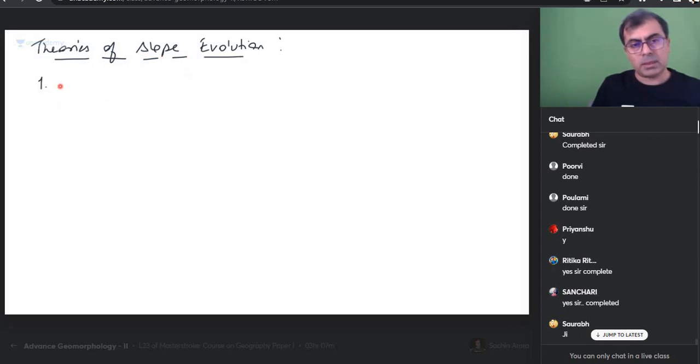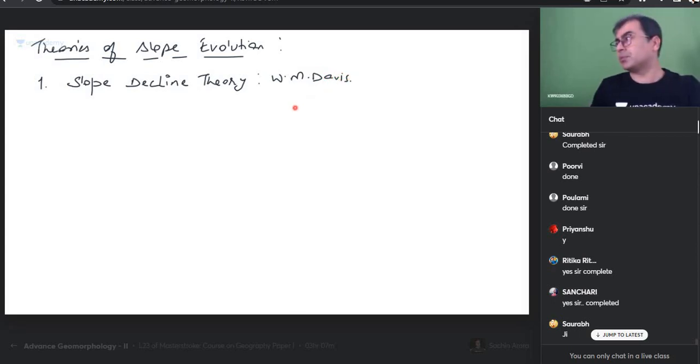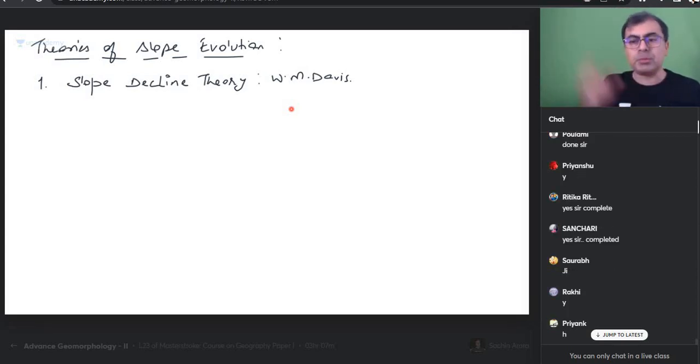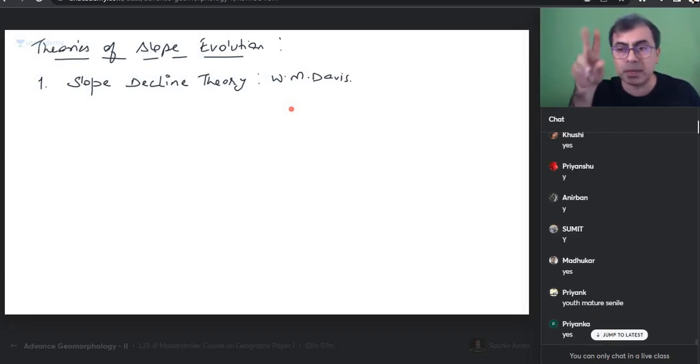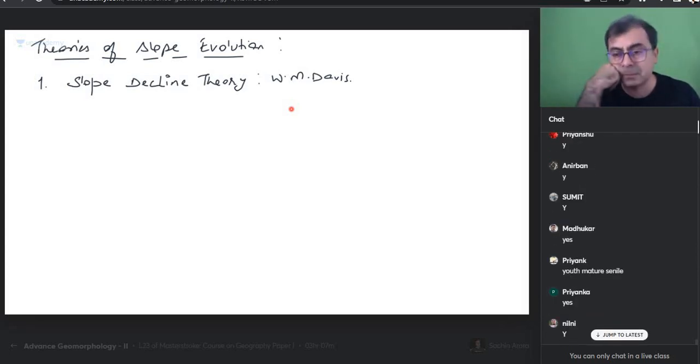And first one is slope decline theory by W.M. Davis. Okay. So one thing I want everyone to know here: have we talked about the Davisian cycle of erosion? Youth, mature, senile. Have we even given examples? The diagrams were completely made. Youth, mature, senile, how V-shaped valleys are created and how does it come back?